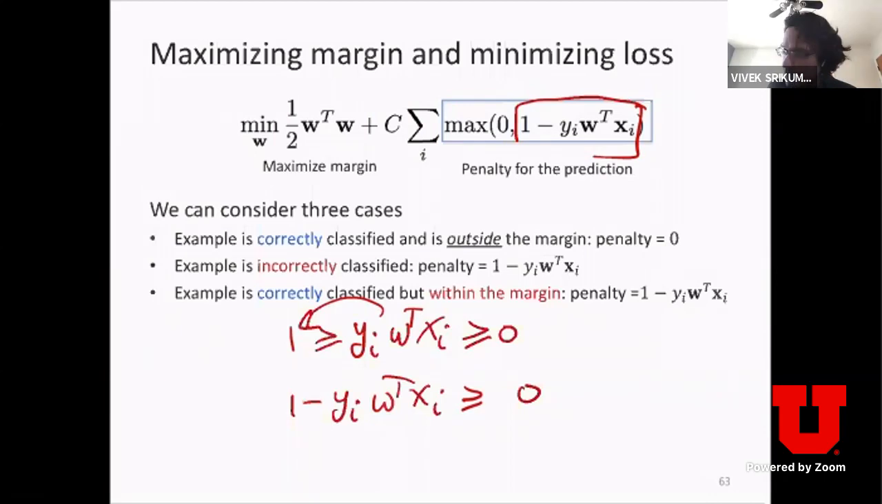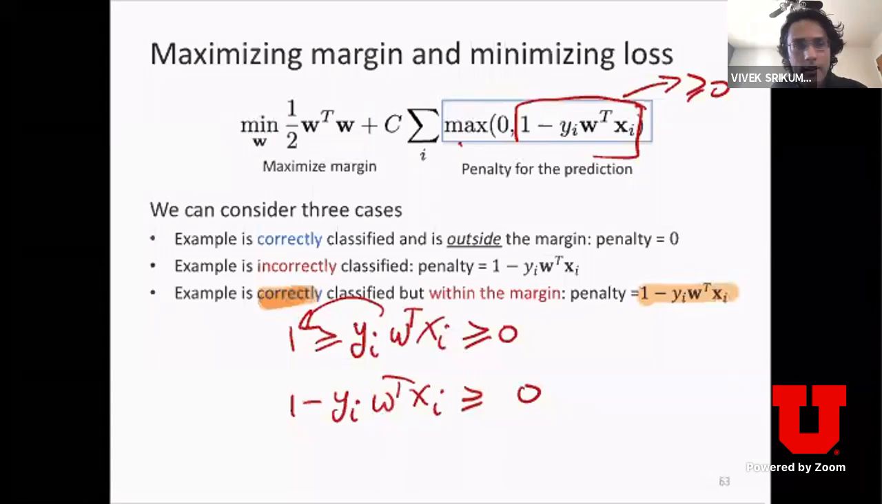Now, because this expression is positive, the max is going to be whatever that expression is, because it's the max of 0 and a positive number. So what that means is an example that's correctly classified, but asked to be inside the margin, also pays a penalty that's equal to 1 minus yw transpose x.